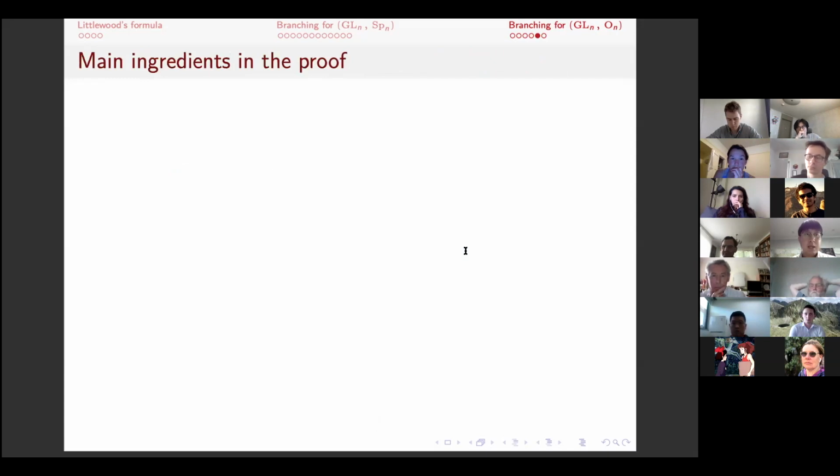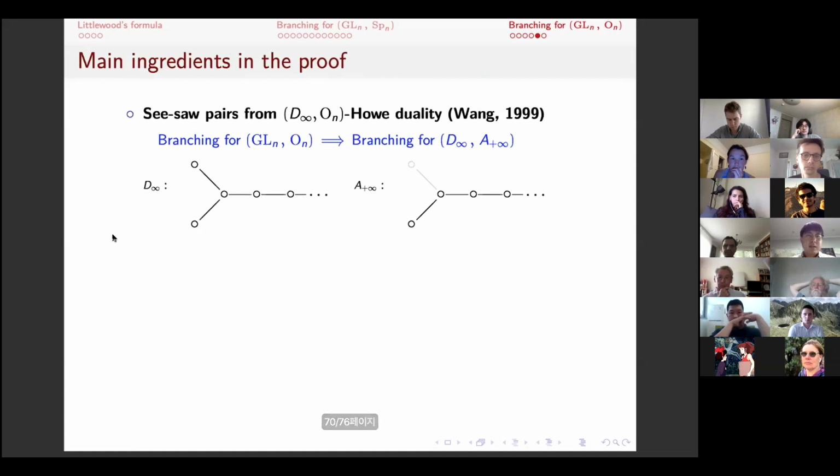Here, let me explain the main ingredients in the proof. In general, the branching rule for non-Levi type is more difficult than the branching rule for Levi type. To overcome this difficulty, we use the Howe duality. That is, by using the Howe duality on a Fock space for the dual pair T infinite and ON, the branching multiplicity for GLN and ON is equal to the branching multiplicity for T infinite and A plus infinite. So we consider branching for T infinite and A plus infinite instead of for GLN and ON. Here, the infinite A and A plus infinite mean the Casimir algebra associated to these Dynkin diagrams, respectively.